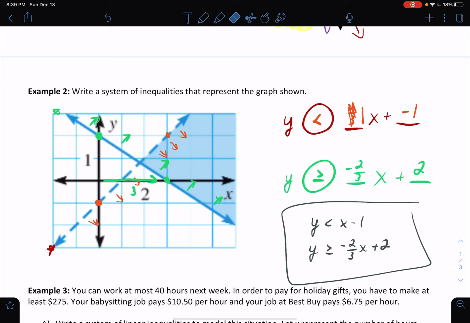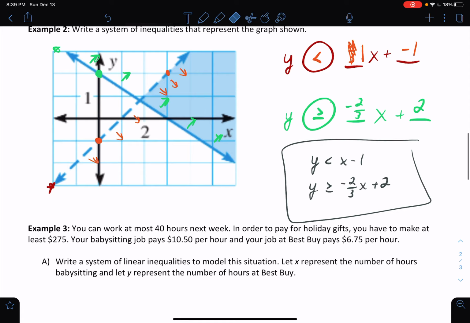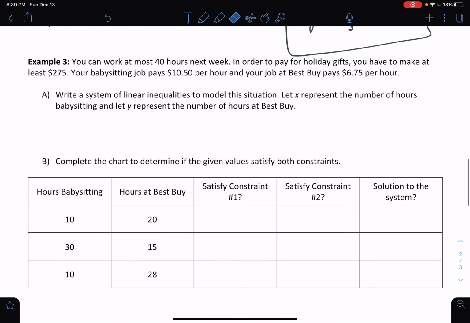You can always check your answer by graphing that. Take a coordinate plane, graph those, and make sure it matches the picture that was given. Last example is going to be an application problem.